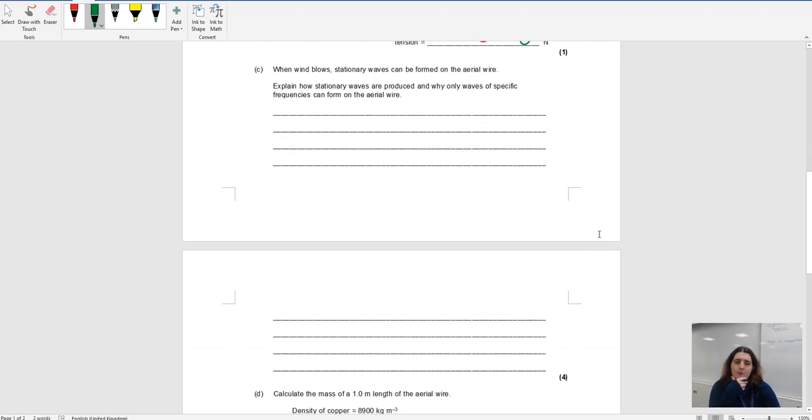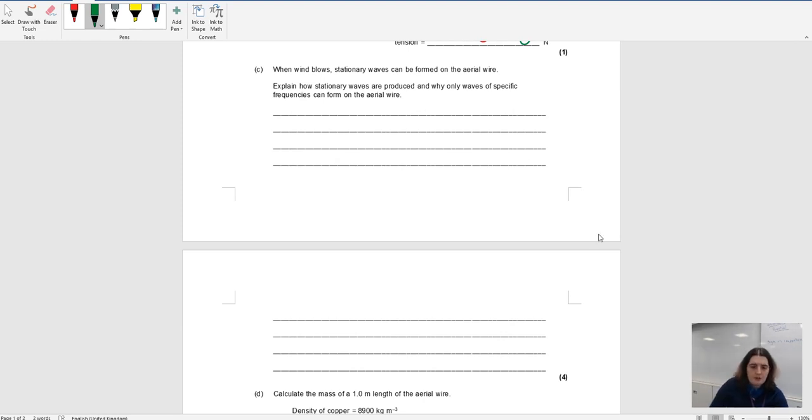Okay. So when the wind blows, a stationary wave is formed. This is now becoming synoptic because I'm going from Young's modulus to standing waves. Explain. So remember, with explain, you must have because in the answer. Explain how stationary waves are produced and why only specific frequencies can form a stationary wave in the wire. It's 4 marks. You can pause the video here and see if you can get this answer, and you can play me again and I'll go through that.